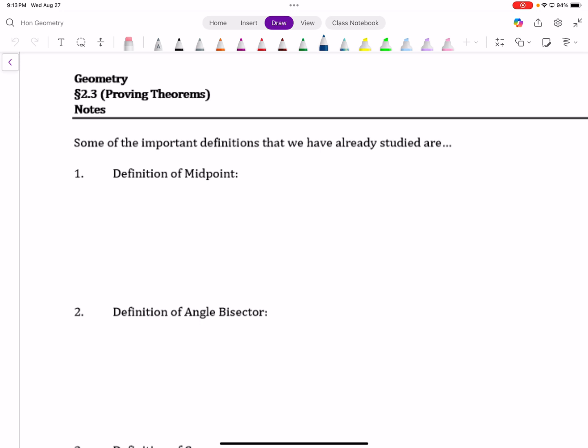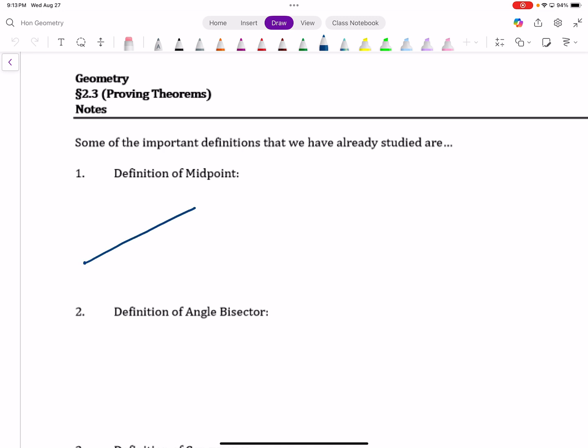Okay, so first we'll draw a picture. We're going to take a segment. Let's call it segment AB. We're going to put a point right smack dab between them so that each of these two pieces are congruent. So M is the midpoint. Okay. M is the midpoint of segment AB, implies that AM is congruent to MB.